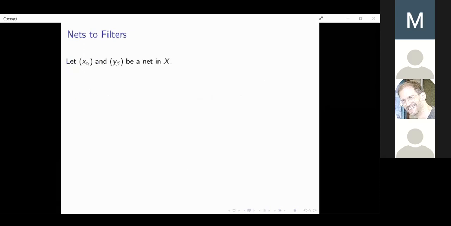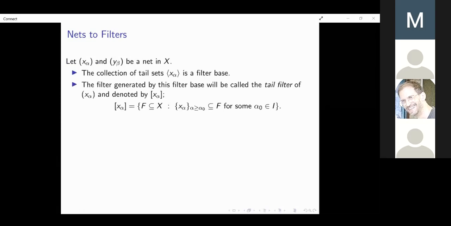So the key to coming up with a formulation or an axiomatization for a convergence structure in terms of nets is to understand the relationship between nets and filters, right? So how do we move from nets to filters and vice versa? So let's first talk about going from nets to filters. So we have two nets in a set X, x alpha and y beta. If we look at the collection of tail sets of our net, say x alpha, then this is clearly a filter base.